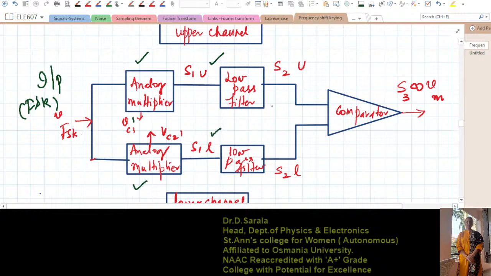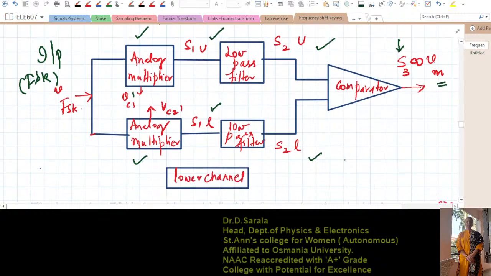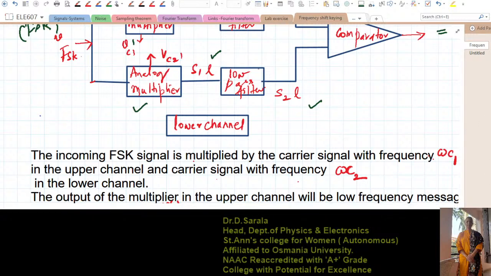This is sent through a low pass filter so that high frequencies will be passed on. Then what you get is S2 at the upper, S2 at the lower. These two are compared. The signal finally what you get will be proportional to Pm. So now let us see, this is the block diagram. How is it justified using the mathematical form?